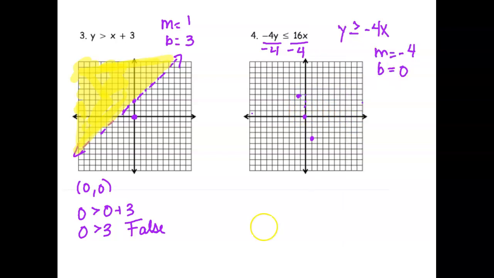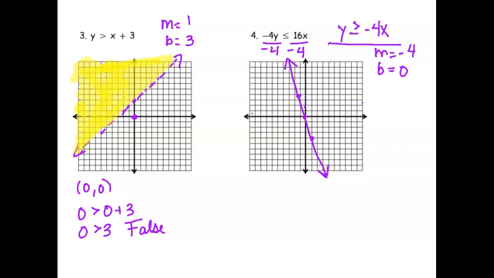Okay, it's less than or equal to. So, I'm sorry, it's greater than or equal to. Greater than because we flipped it. But I was looking for that equal. So we are making a solid line. It's going to go like this. Okay, it's solid because it's greater than or equal to.